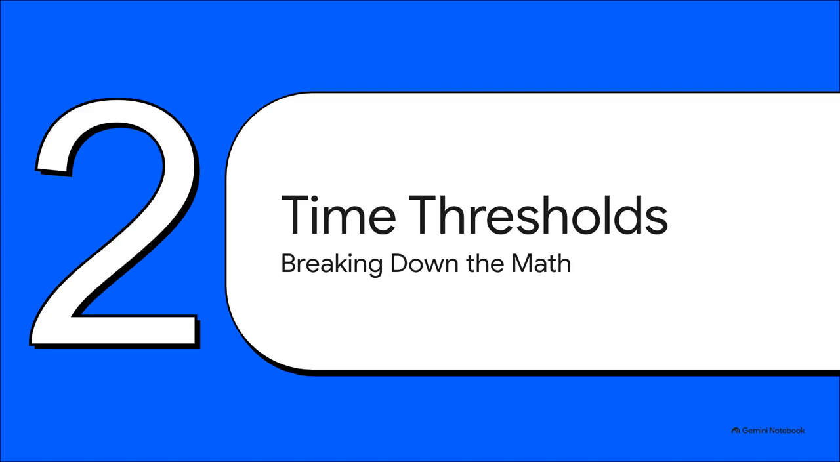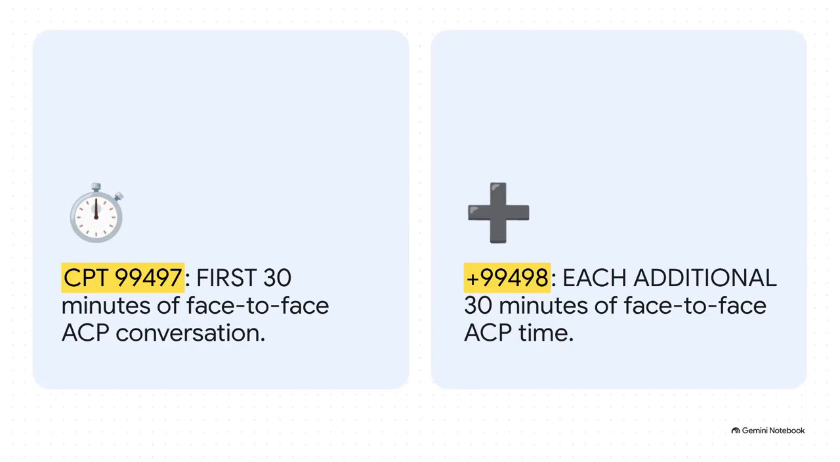Let's break down the math. Okay, listen up, because this is exactly where coders and clinicians frequently get tripped up, the mechanics of these time-based codes. We have our primary base code, CPT 99497, which covers the first 30 minutes of that face-to-face conversation. Then we have the add-on code, CPT 99498, for each additional 30 minutes. But how do we actually calculate when to bill them? Well, we have to use the time midpoint rules.